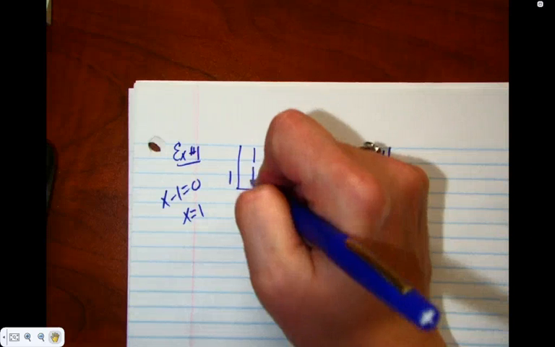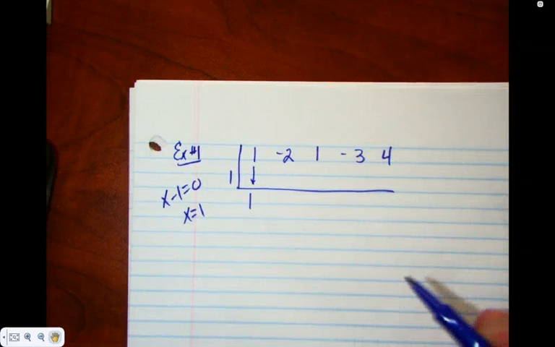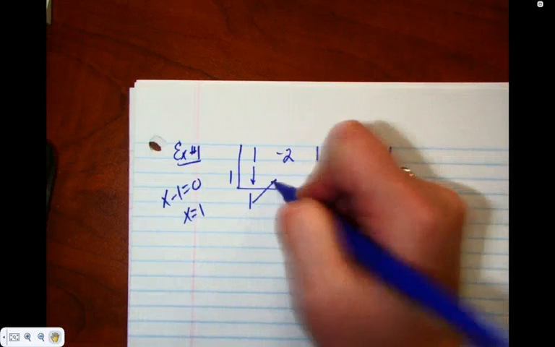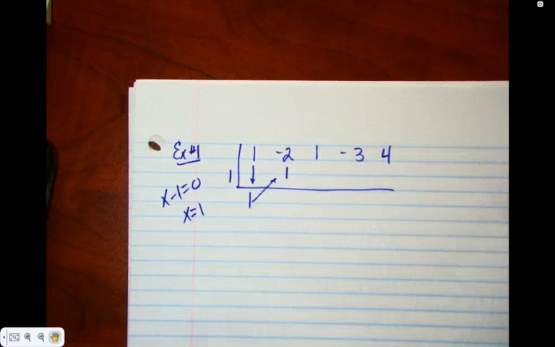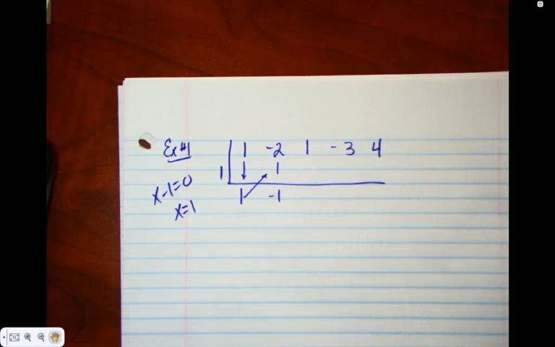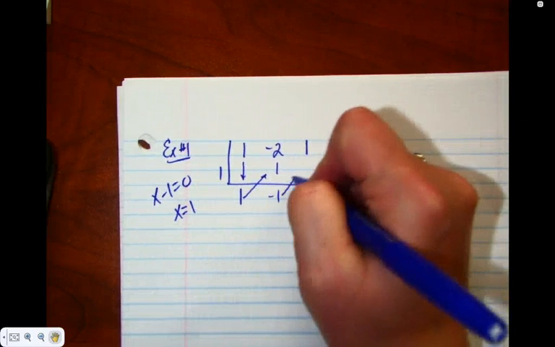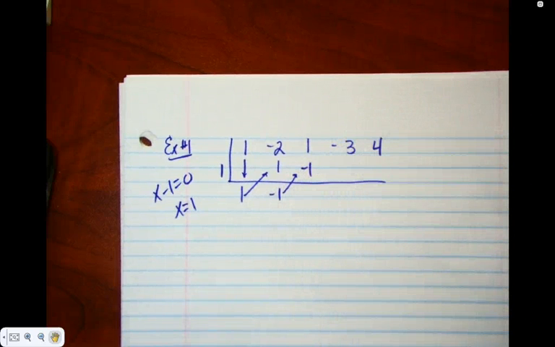Step number 1, we drop the first number straight down. What do we do next? Perfect, so multiply by the outside. 1 times 1 is 1. Add vertically, so negative 2 plus 1, negative 1. Repeat the process. 1 times negative 1, negative 1. Add 1 plus negative 1.